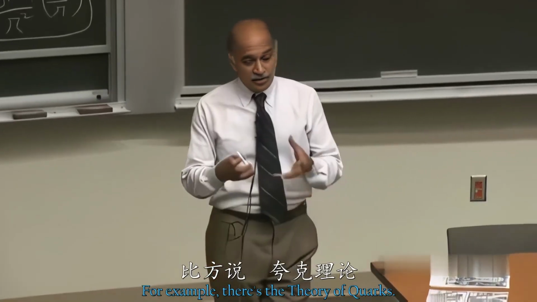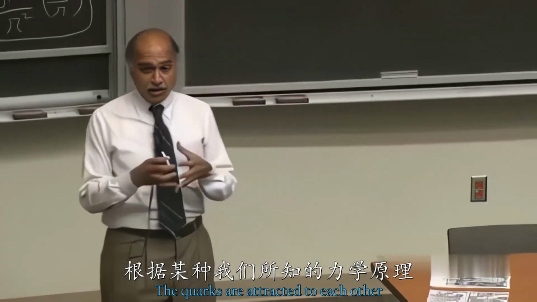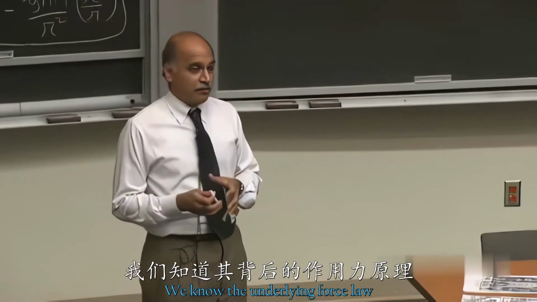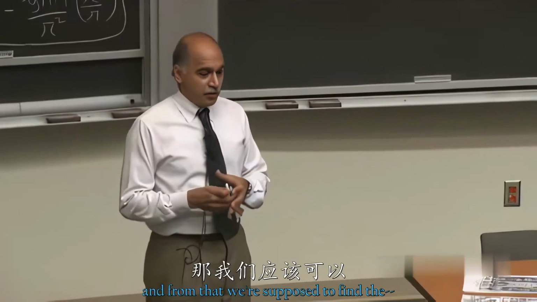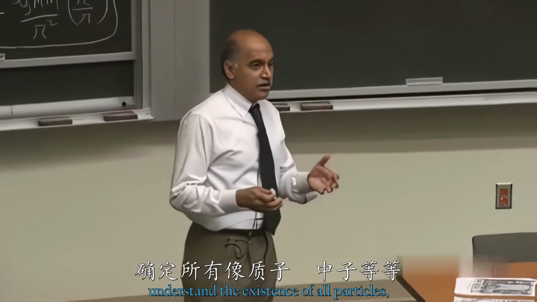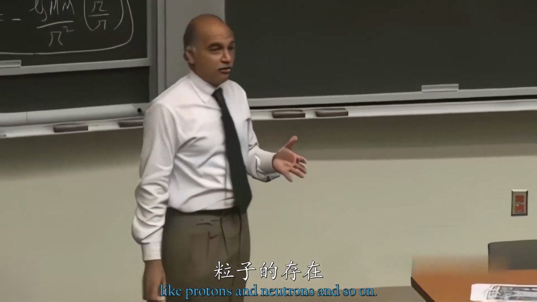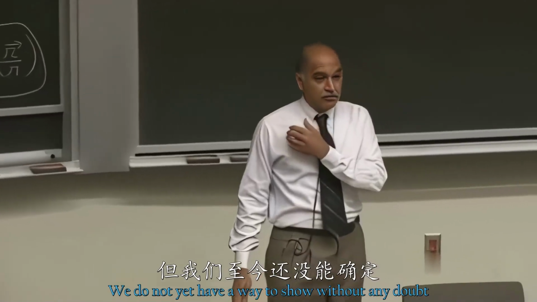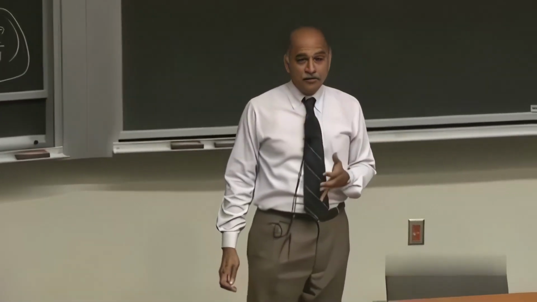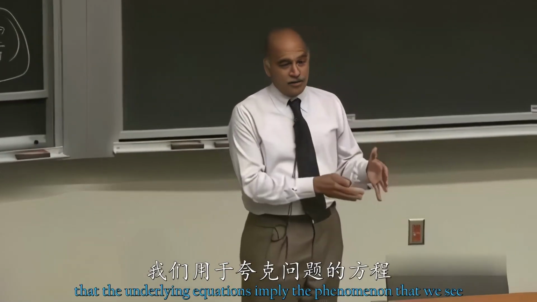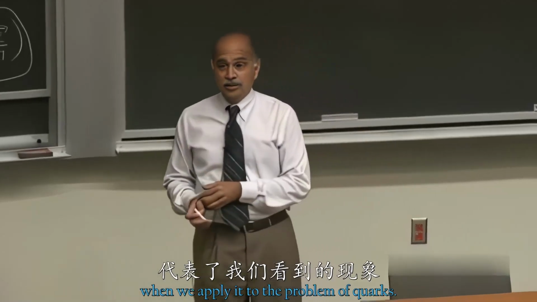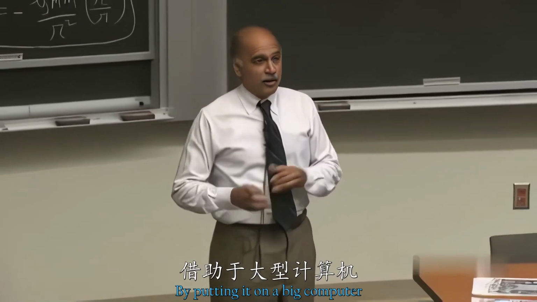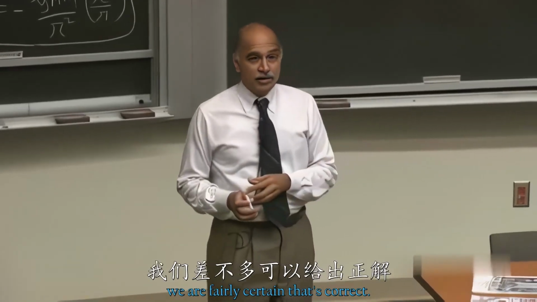For example, there's a theory of quarks. The quarks are attracted to each other by a certain mechanism we know. We know the underlying force law. And from that, we're supposed to understand the existence of all particles, like protons and neutrons and so on. We do not yet have a way to show without any doubt that the underlying equations imply the phenomenon that we see when we apply it to the problem of quarks. By putting it on a big computer, we are fairly certain that's correct.